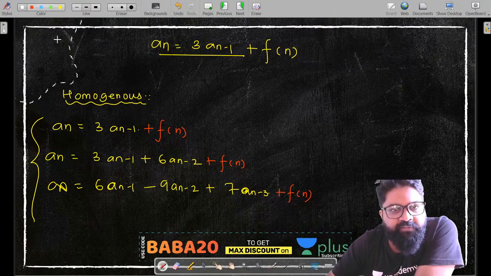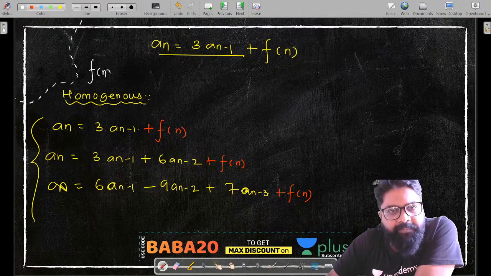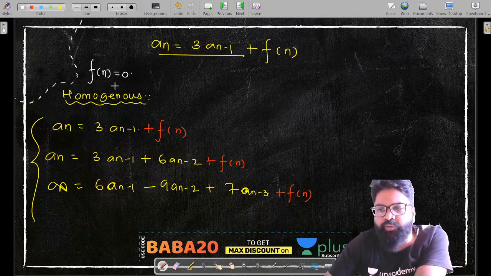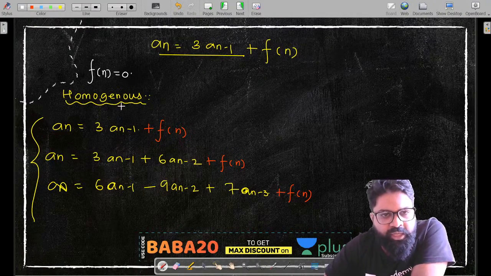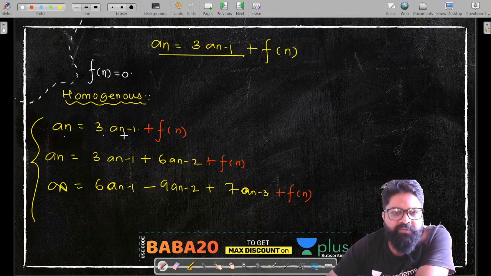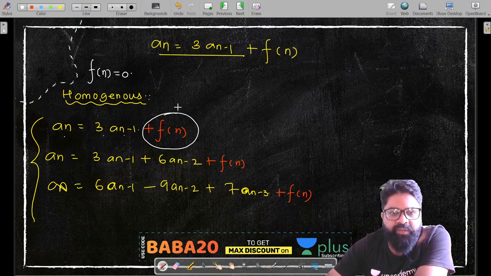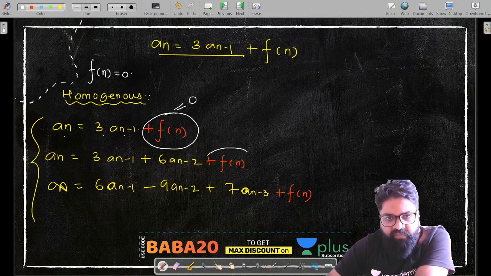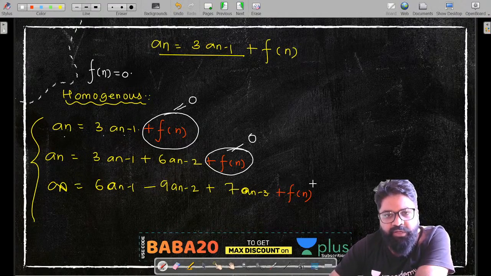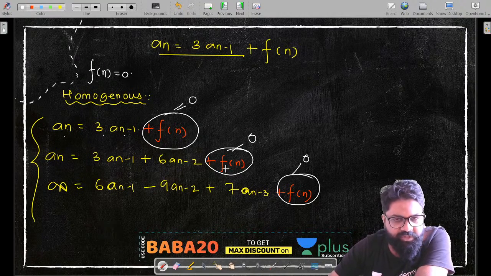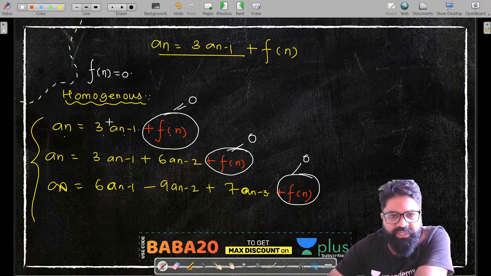So when your f of n becomes zero, then we call it a homogeneous equation. So a of n plus 3 times a of n minus 1 plus f of n: when this becomes zero, so here I am writing this as zero, this is called a homogeneous equation. So if your f of n is zero, the whole thing will become a homogeneous equation.